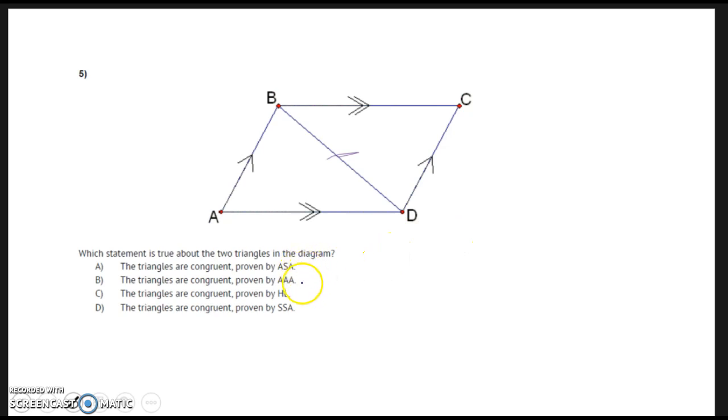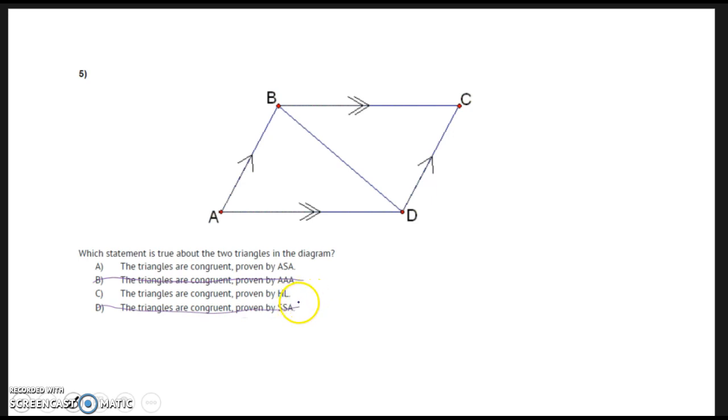Which of these congruence theorems? Angle, angle, angle is not a congruence theorem, actually, so you can get rid of that. That is a similarity theorem. Also, D is not a congruence theorem. C is hypotenuse leg, but D is not either because that's side angle. That's not a congruence theorem.